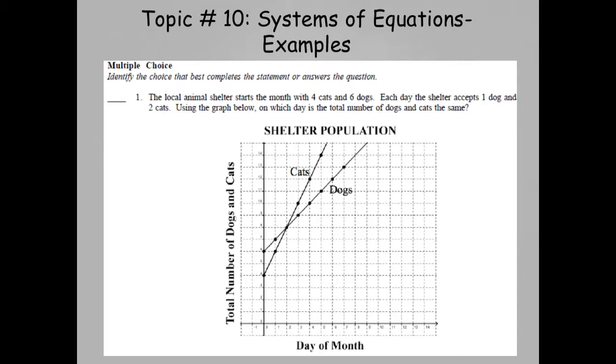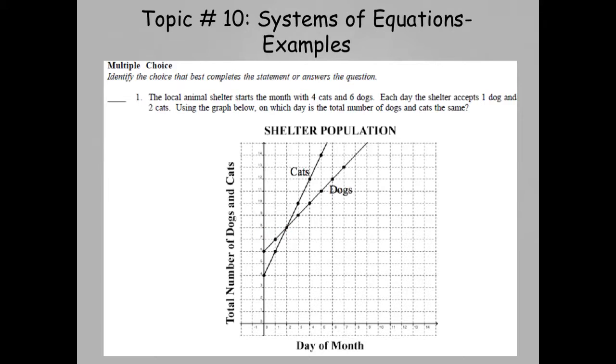All right, look at our first example. A local animal shelter starts the month with 4 cats and 6 dogs. Each day the shelter accepts 1 dog and 2 cats. Using the graph below, on which day is the total number of cats and dogs the same? You can look at each line and see how it goes up. This one goes up 2, so that must mean it's cats, and this one goes up 1, so that must mean it's dogs. All of that is not important. It does match the story, but the key thing is where these two lines cross. Very clearly you can see right here is where they cross. So your solution is either this variable or this variable, depending on what they're asking for.